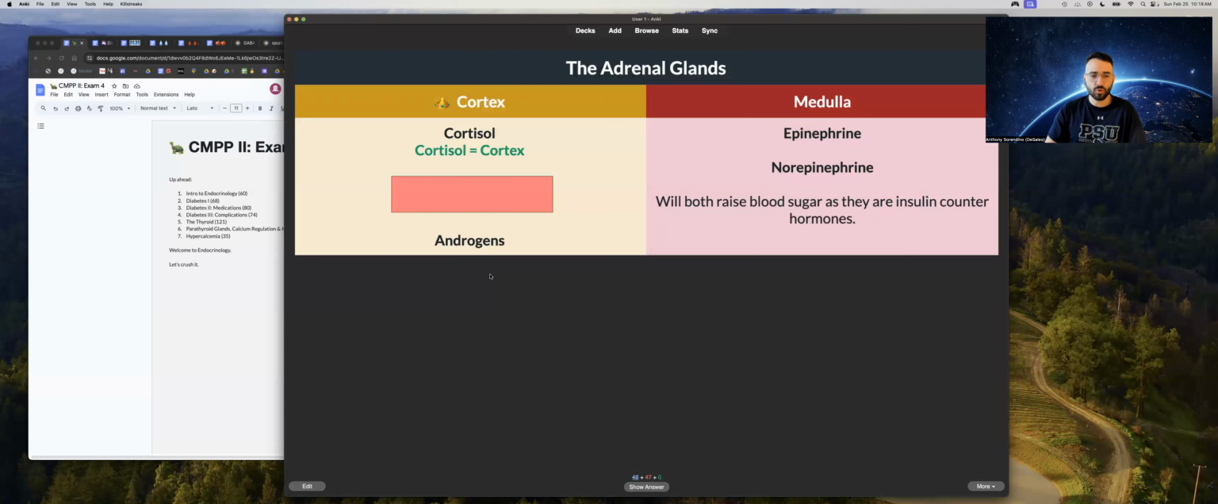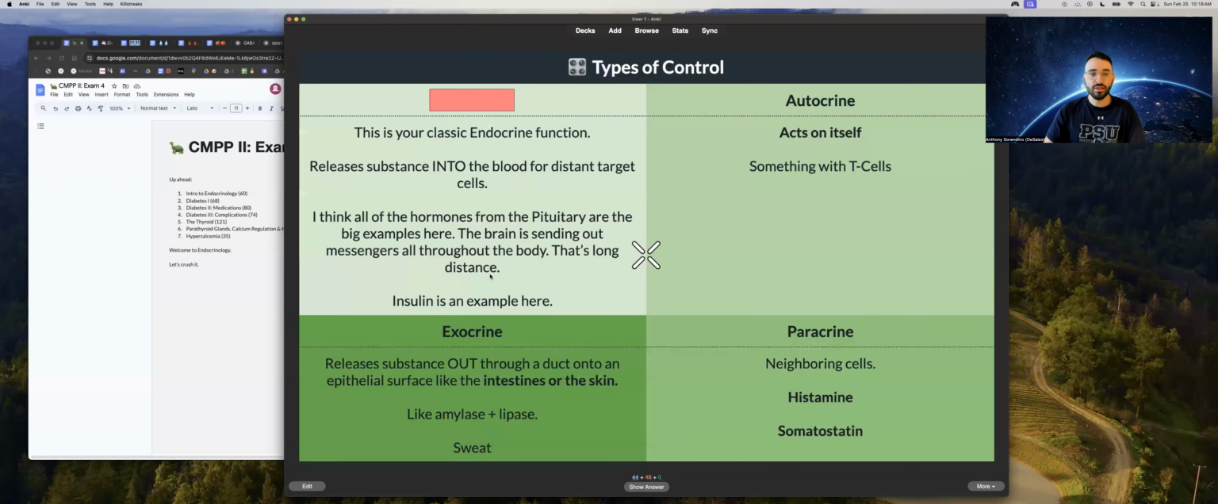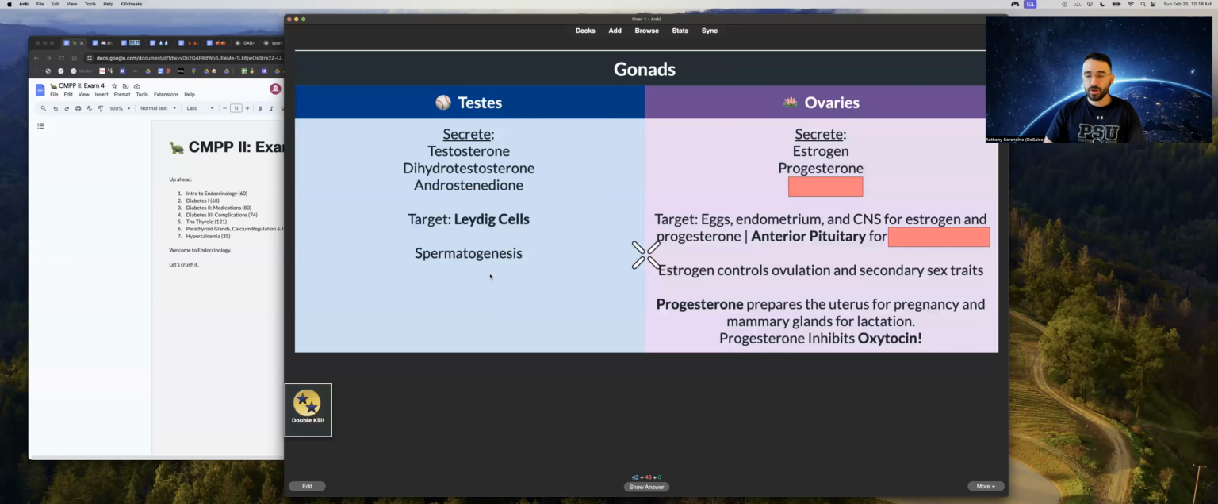Adrenal glands, cortisol, androgens. What's missing? Oh, come on. I don't know. Aldosterone. Oh, that's pretty important. Pituitary, oxytocin. What slows down oxytocin? Oh, progesterone. Let's go. All right, this is your classic endocrine function. Yeah, just the word endocrine. Gonads, estrogen, progesterone. What's missing?